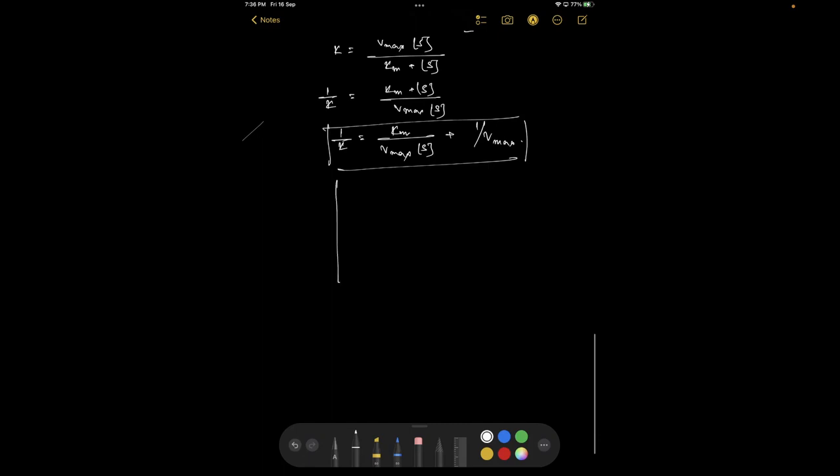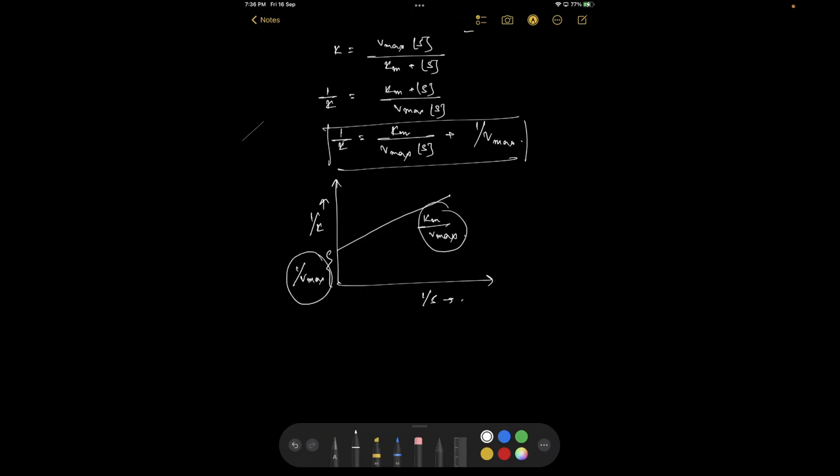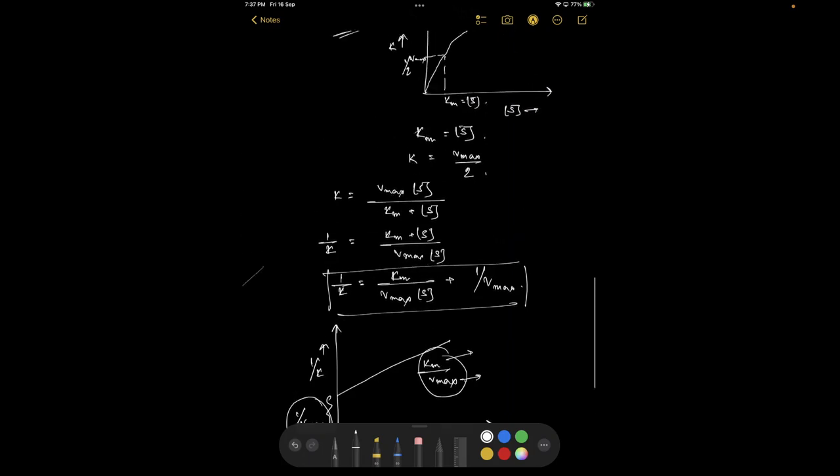Now if you plot 1 upon k, the overall rate, versus 1 upon S, double reciprocal, then you will get a straight line with intercept 1 upon Vmax and with slope Km divided by Vmax. Now from this slope and intercept value, you can calculate Km, the Michaelis constant, Vmax, the maximum possible rate, etc. So this is the detail of enzyme kinetics.